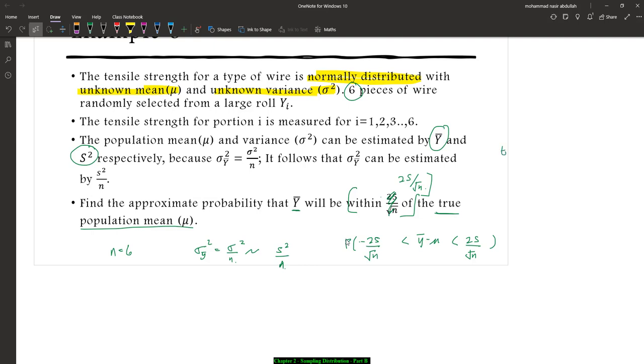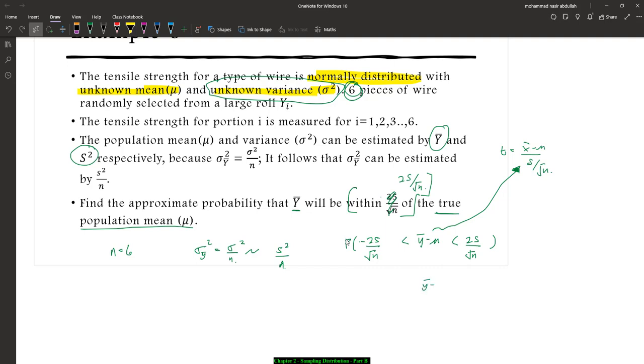So remember, theorem number 5 says that x bar minus mu divided by s over square root of n. So here, let's say we want to convert this to t distribution. Why do we convert this to t distribution? Because we only have n. The population variance is unknown, right? It says here that the population variance is unknown, and we only have a small sample size, less than 30. So we're going to use t distribution. So let's convert this to t distribution.